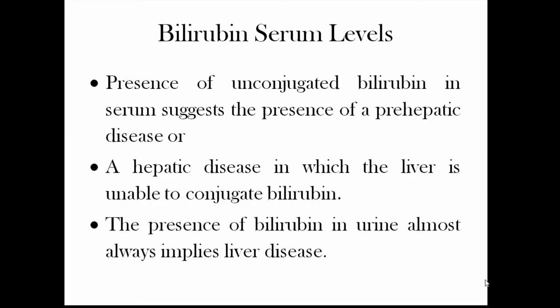Okay? Presence of unconjugated bilirubin in serum suggests the presence of a prehepatic cause. So it's not really the liver, it's something before the liver. Okay? If it is in the liver, it's a failure of the liver to conjugate. So hepatic disease in which the liver is unable to conjugate. And the presence of bilirubin in the urine almost always means there's a liver disease. There is no time we have bilirubin in urine unless it is water soluble. And the water soluble bilirubin can only appear if conjugation has occurred. So if bilirubin is in urine, you have a liver disease.